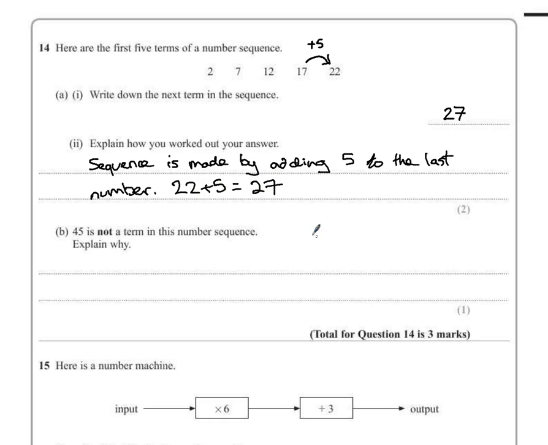Part B. 45 is not a term in the number sequence. Explain why. This is worth 1 mark, so there's 2 ways of doing this. If you really struggled with this one, you could continue the sequence up to the 40s and show that it's not in the sequence. So you would end up with 42 and 47, and that would show that it's not part of the sequence.